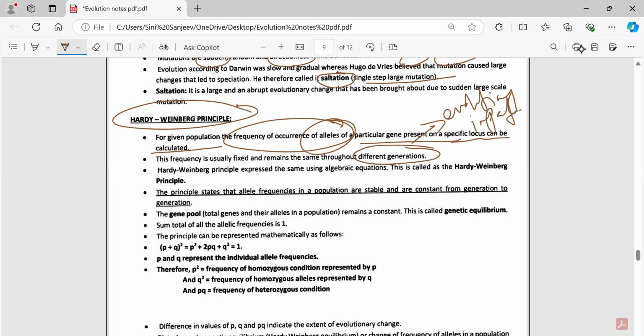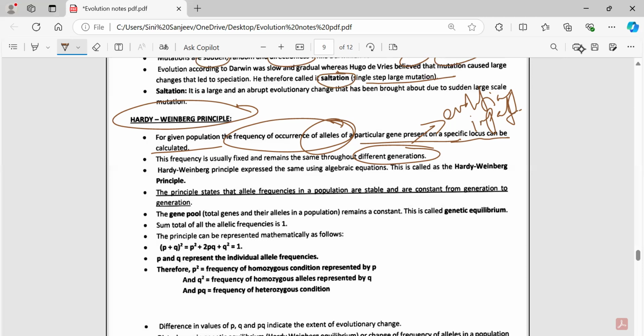So when you're going from generation to generation, what may happen is a change in the frequency of occurrence of an allele. What does allele mean? A thing which gives you a certain characteristic, right? So when there is a difference in the frequency of occurrence of the allele from generation to generation, there may be a chance that your evolution may get influenced due to some reason.